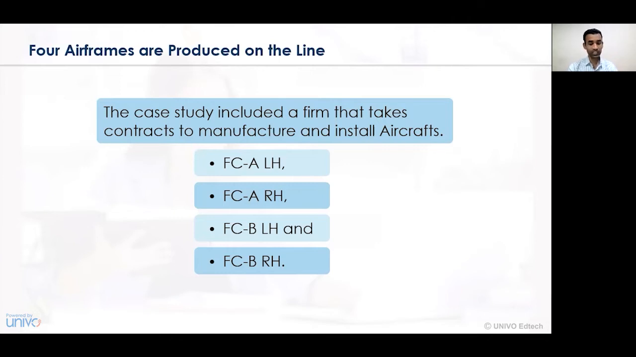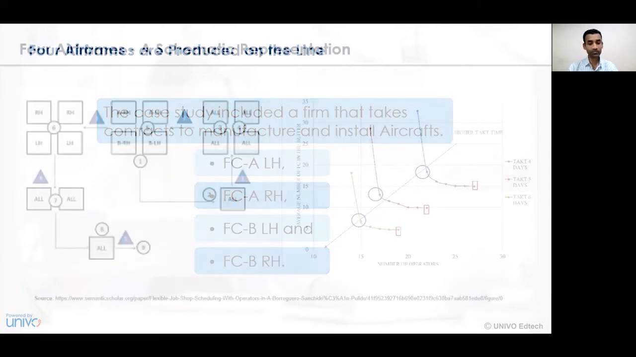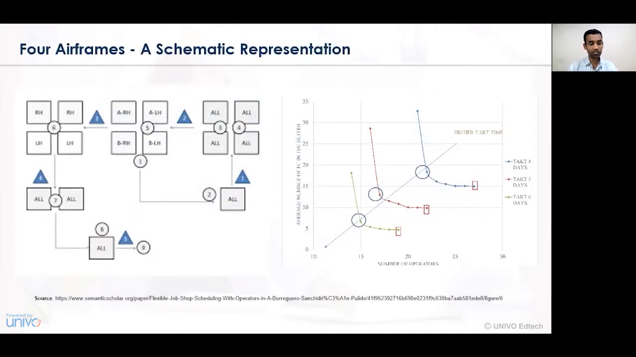Here A and B are the various components, and LH and RH are denominations as to which product you are referring to. This was the terminology used in the case study. And hence, those 4 product lines came into existence, and accordingly the contract to manufacture and install aircraft was given.